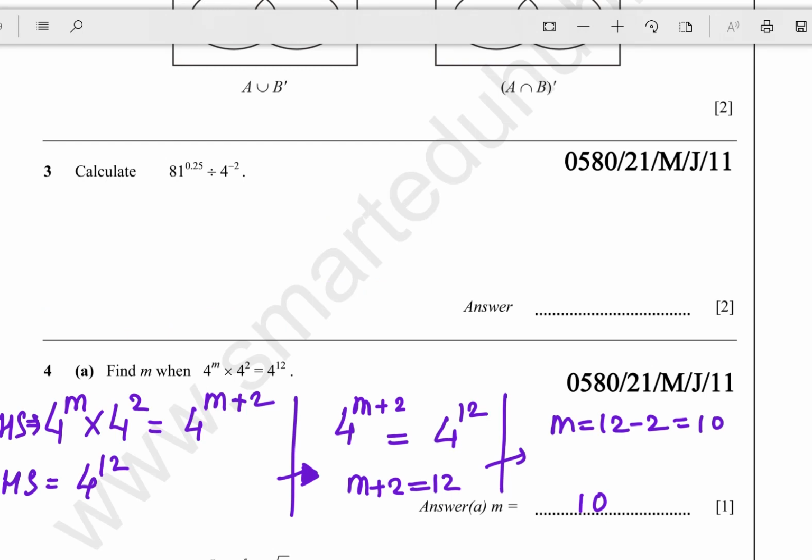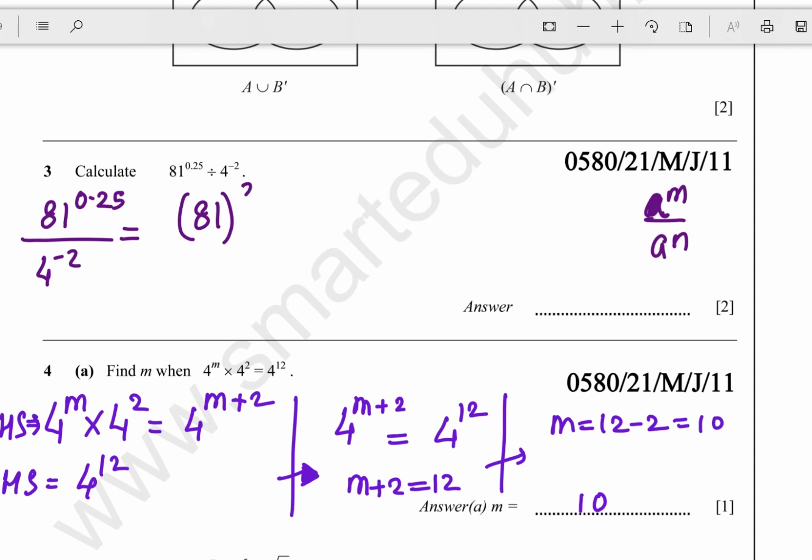Now we want to find out what is 81 raised to 0.25 divided by 4 raised to minus 2. So we know the rule applies only for a raised to m divided by a raised to n. That means my bases a's have to be the same. So my job is first to see how I can make the bases equal. So first I'm going to write this 81 into something. Okay, let me see what I can do. But 0.25 means 25 divided by 100.